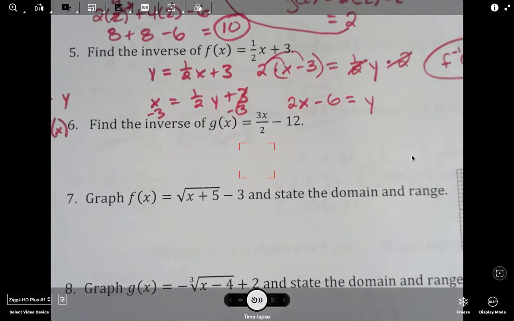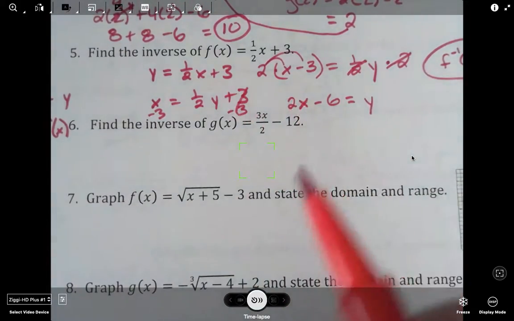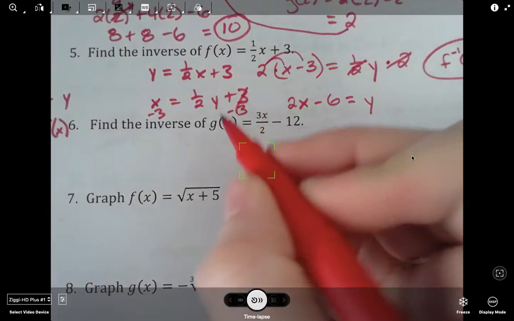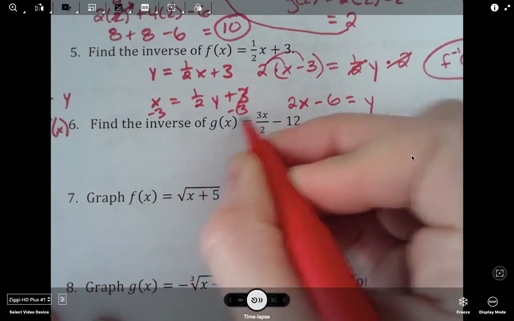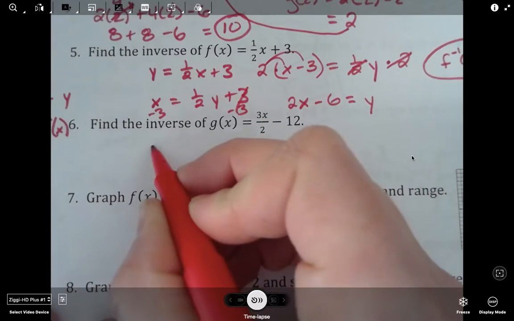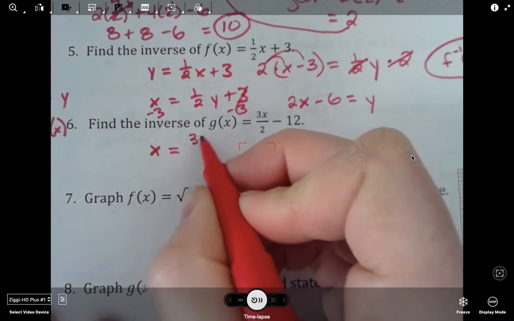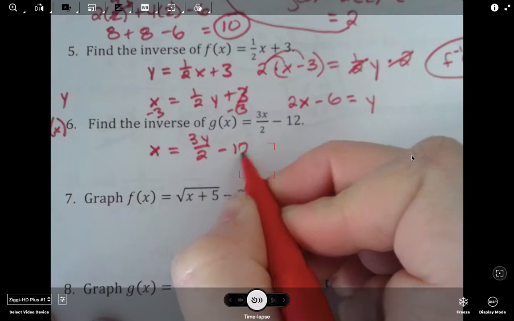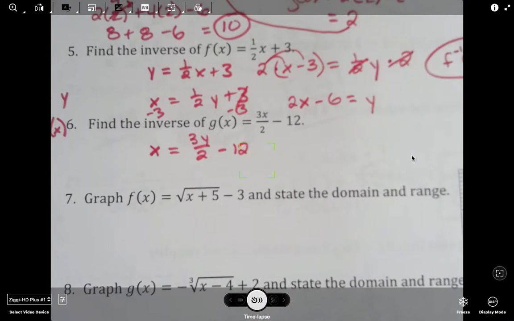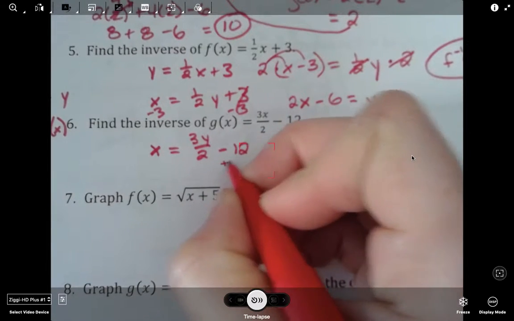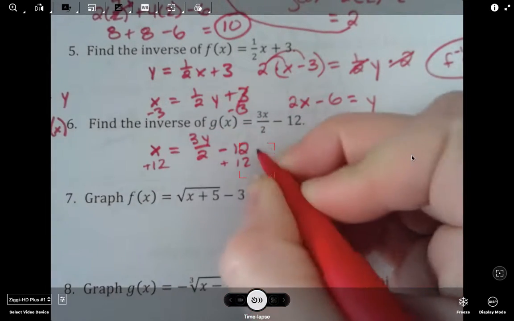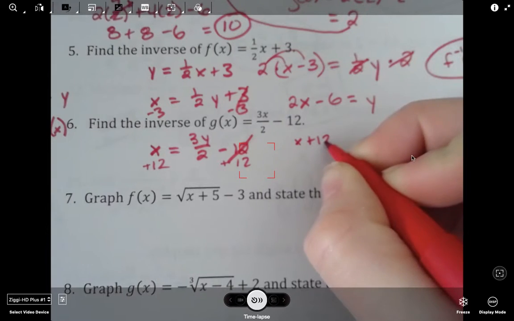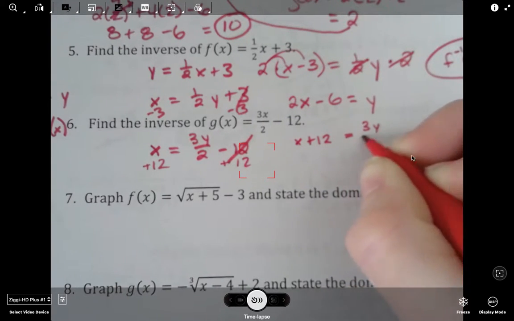Find the inverse of that thing. We're going to skip some steps here. Let's skip straight to step number 2. G of x is going to become y, and then we're going to switch x and y. So this will now be x equals 3y over 2 minus 12. Good? Okay, then what? Add 12 to both sides, and that will become x plus 12 equals 3y over 2.